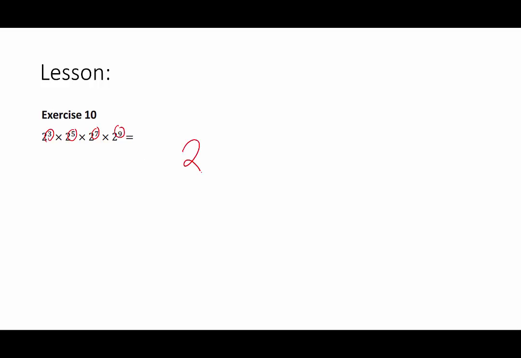So now we have 2 to the 3 plus 5 plus 7 plus 9. These two together are 8. These two together are 16. Finally, these two together are 24. So this answer is going to be 2 to the 24th power.